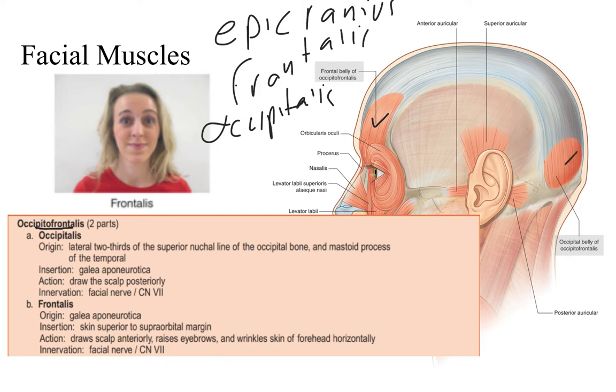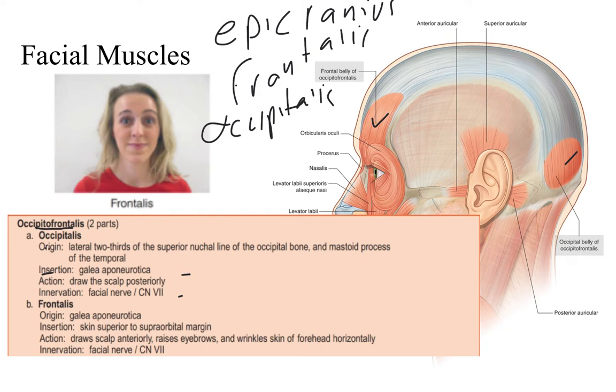Again, like usual, the origin and insertion I'm not going to hold you responsible for, but I will talk about them in some regard just to explain how they work. But you do need to know the action, and you are responsible for the innervation. What you're going to see is that most of the muscles of facial expression are going to be supplied by cranial nerve 7, the facial nerve.